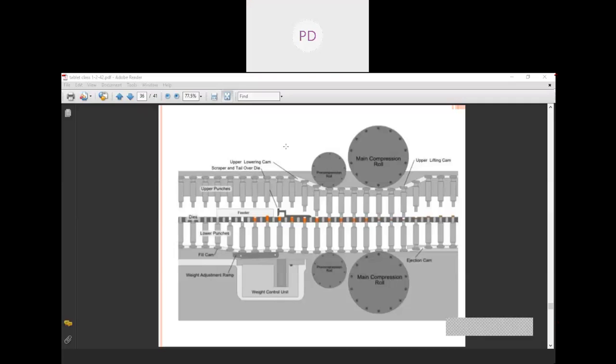See, when the roll rotates, have you seen the downward portion? Downward portion means what? The syringe-like structures. These are mainly syringe, not punches. I am using the word syringe so that you understand properly. It is called a punch.